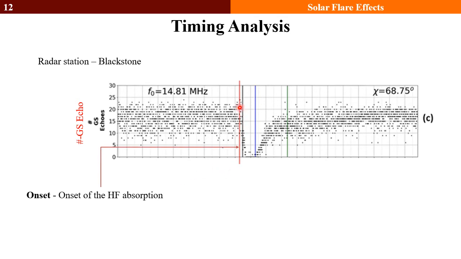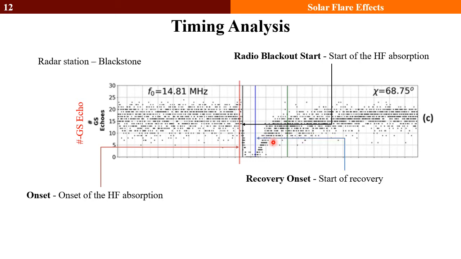So here is a detailed analysis of what we got in the timing analysis. The very first line, on the third panel where we looked at ground scatter echoes, is the onset of the HF absorption. Before this time everything was quiet, and after this time there is suddenly a change in the number of ground scatter echoes. The black line is the start of the radio blackout, which is the start of the HF absorption phase. This blue line is the start of the recovery.